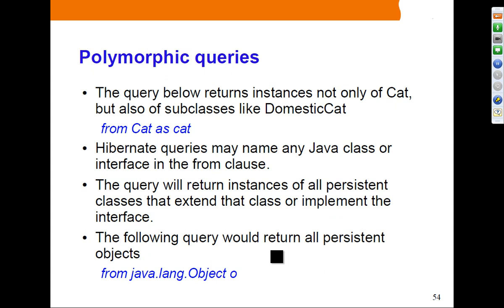Polymorphic query is again because anything that is a cat instance and subclass of cat will be returned. That's basically what this is talking about. Hibernate queries may name any Java class or interface in the from clause. Then the query will return instances of all persistent classes that extend the class or implement the interface. So in this case, if you say from java.lang.Object, then it will return everything, right? Because everything is a subclass of Object.